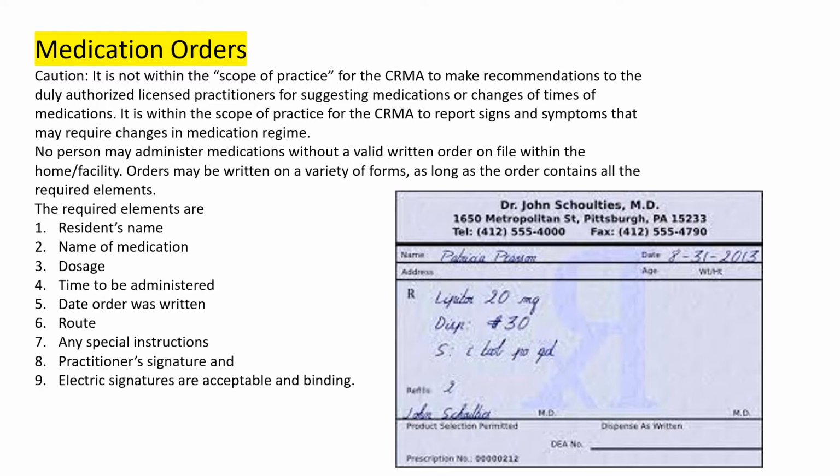facility. Orders may be written on a variety of forms, as long as the order contains all of the required elements. So, the required elements are the resident's name, the name of the medication, the dosage, the time to be administered, the date the order was written, the route, any special instructions, and then it also has to have the practitioner signature, and electronic signatures are acceptable and binding.